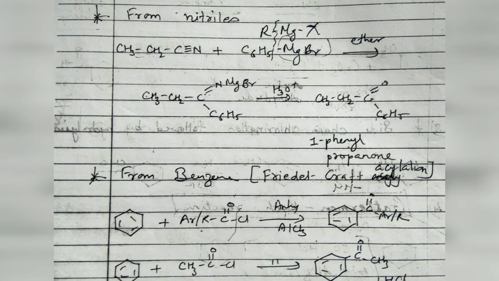This is a preparation. Okay, from benzene again. This is a preparation that is called Friedel-Crafts, which is used for both. So here you have to use benzene, and you have to use either an aryl or alkyl group, and C double bond OCl.